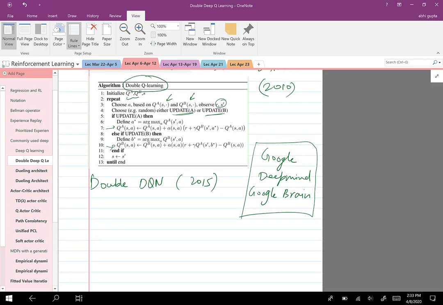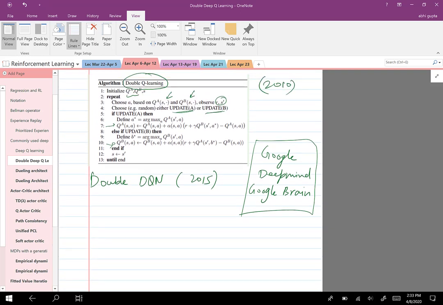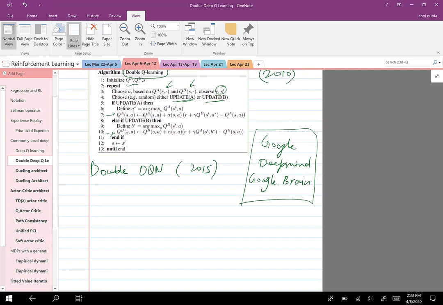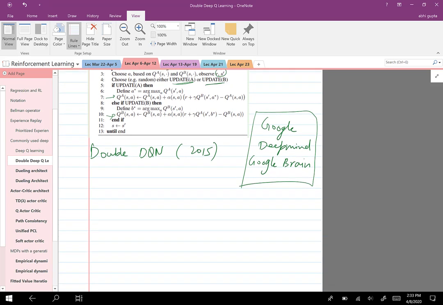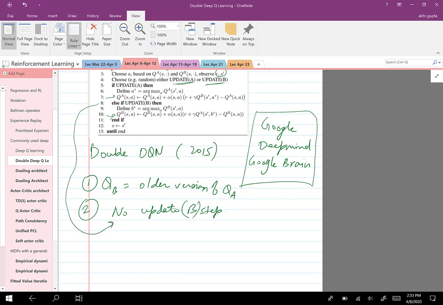So the idea in double DQN is as follows. Instead of keeping two different QA and QB, which would be very disastrous because you would have to update two different neural networks, and pick between one of those two neural networks, what they do is your QB is an older version of QA. So that's one change. And the second change is there is no update B step. So step 8 is not there.